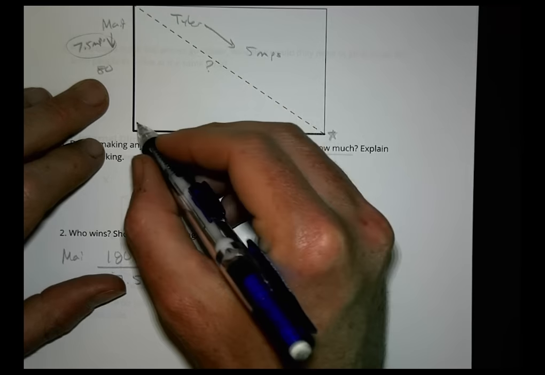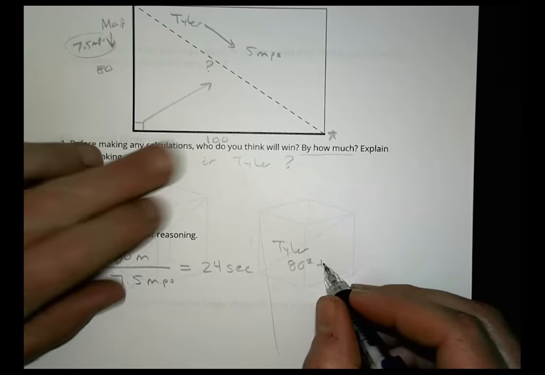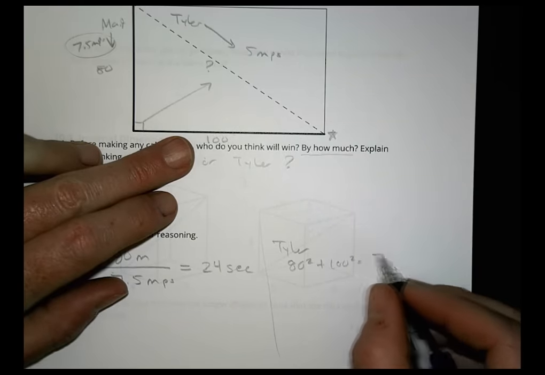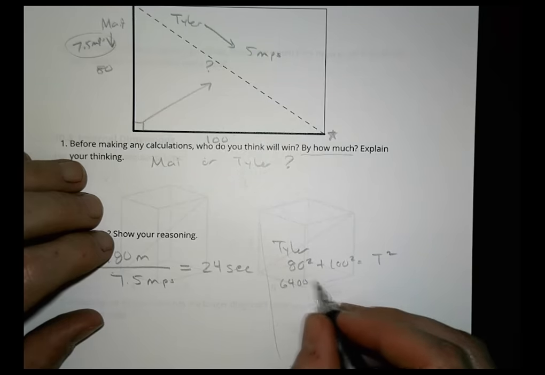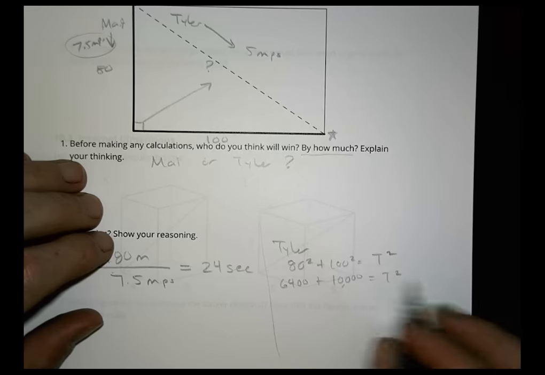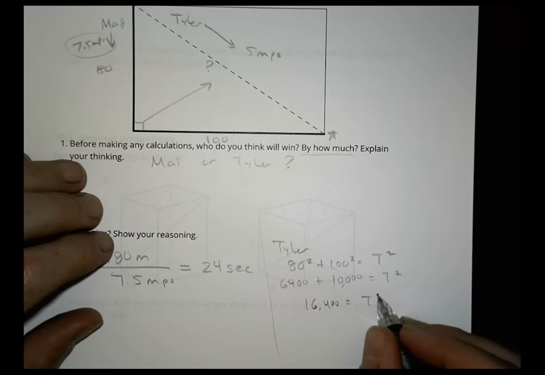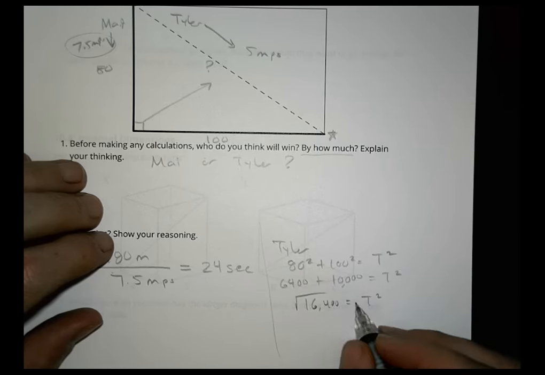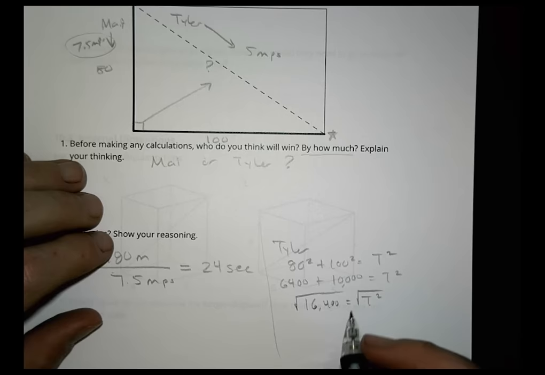So this is our right angle, so that's our hypotenuse. So do 80 squared plus 100 squared equals Tyler's distance squared. So 80 squared is 6,400. 100 squared is 10,000. That equals Tyler squared. So when you put that together, we have 16,400 equals Tyler squared. So we take the square root of that, and the square root of 16,400 is about 128. It's about that for Tyler.